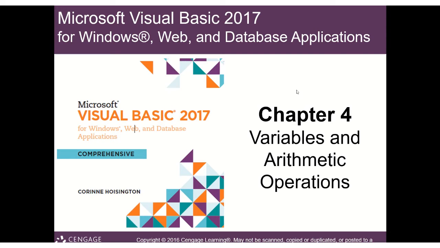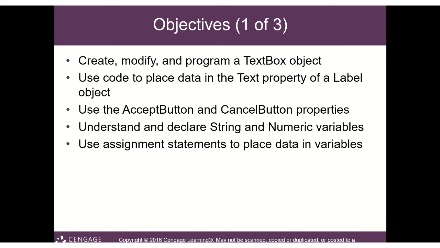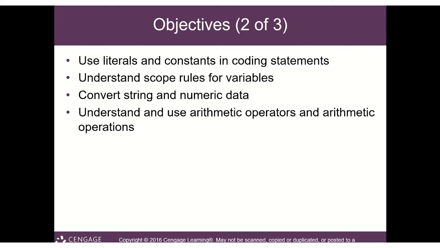So in this chapter we are going to study variables and arithmetic operations. Our objectives are to create, modify and program text box objects, use code to place data in the text box property of a label object, use the accept button and cancel button properties, understand and declare string and numeric variables, use assignment statements to place the data in variables. Then we will cover using literals and constants in coding statements, understanding the scope rules for variables, and converting strings and numerical data, that is very important.